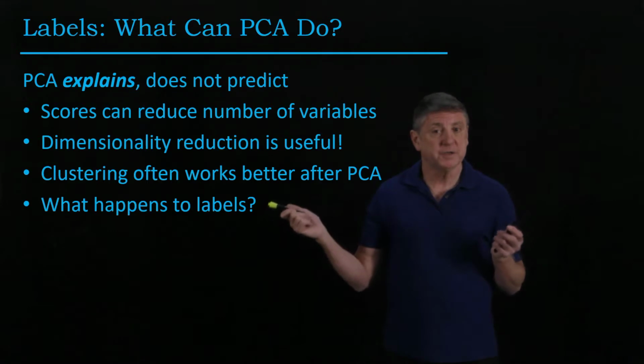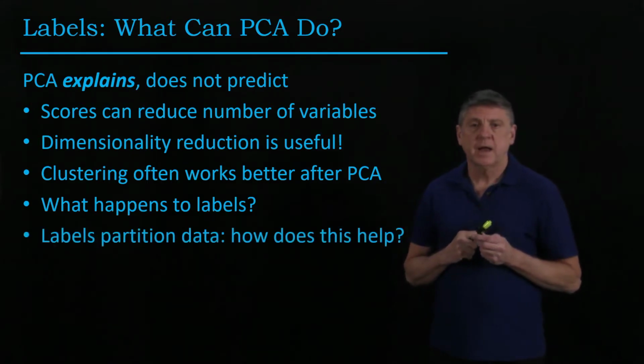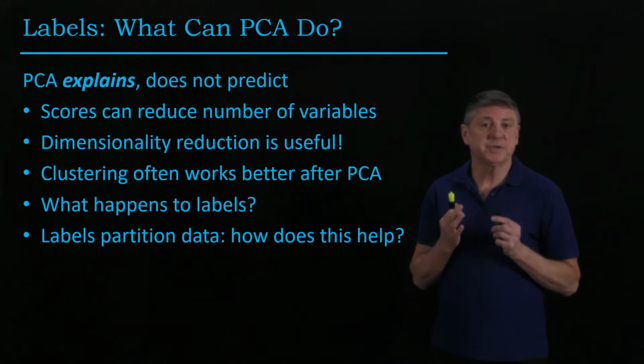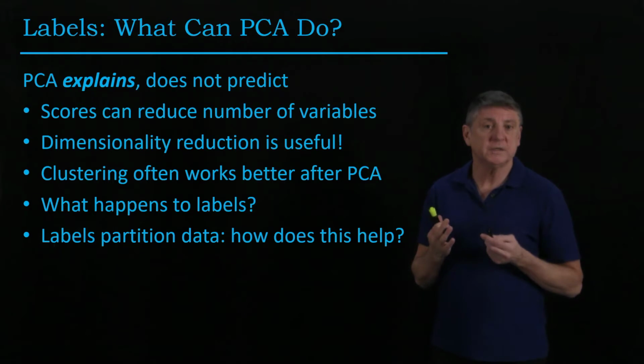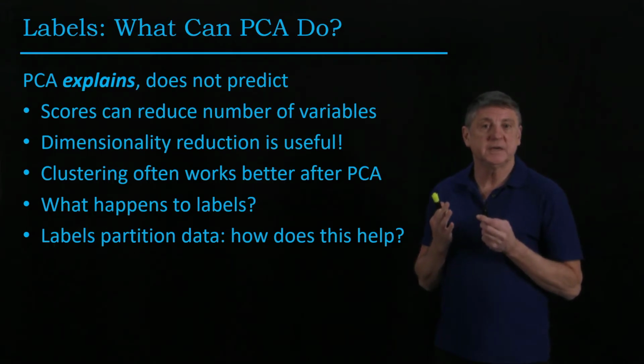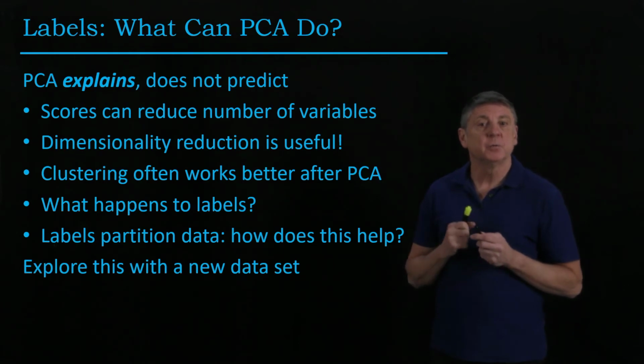Now, a question is, what happens to labels when we do all of this work? Labels will help us to partition the data. Does this help, or is this a hindrance? What is happening when we deal with these data that have labels? And we'll try exploring this with a new data set.